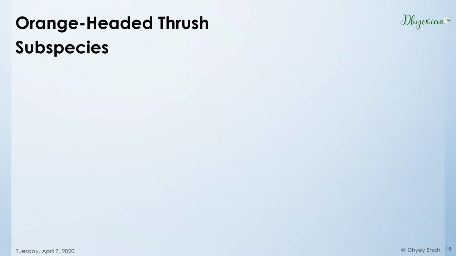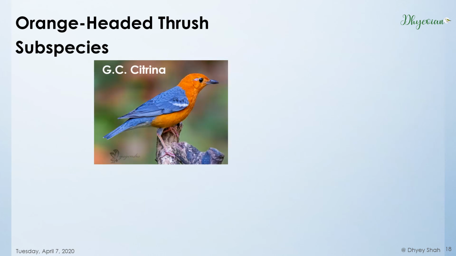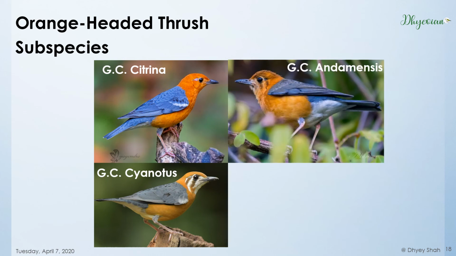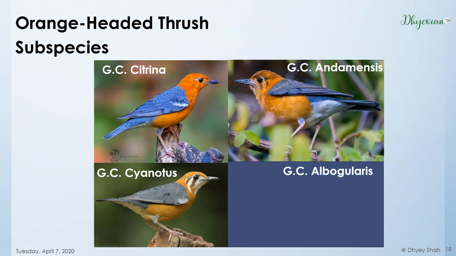Let's sum it all up. The first is the Citrina or the nominate. The best way to identify it is the white wing bar and no white throat or stripes on the cheek. Second is the Cyanotus or Indian. The best way to identify that one is conspicuous stripes on the cheek and one white wing bar. Third, the Andamensis race. The Andamensis is the Andaman race. It won't have any wing bar and very little white on the throat. Fourth is the Albogularis. It will have no wing bar and much more white than the Andaman race.